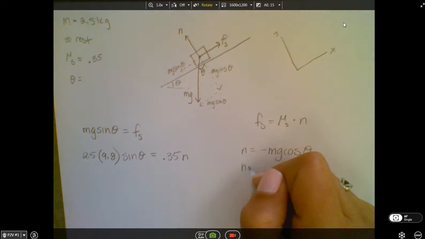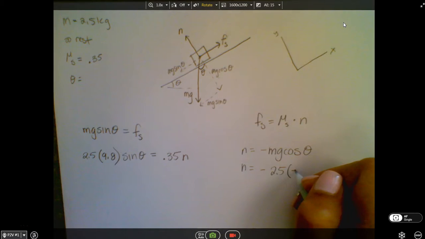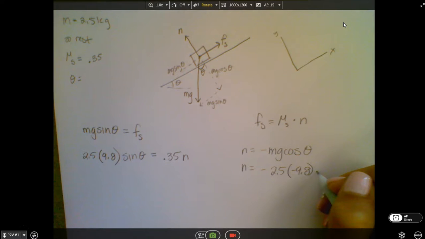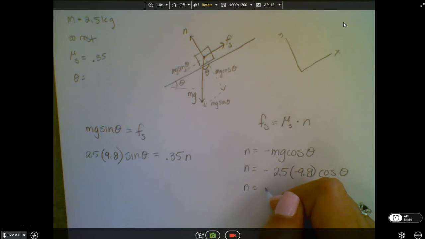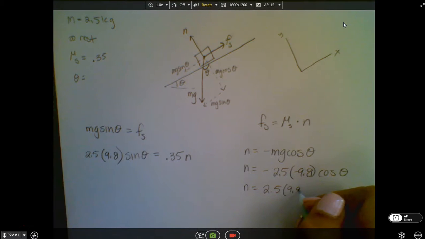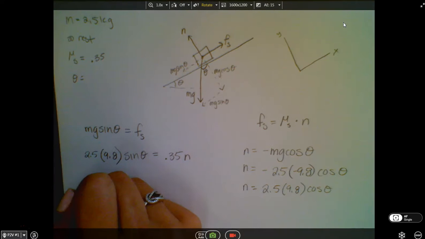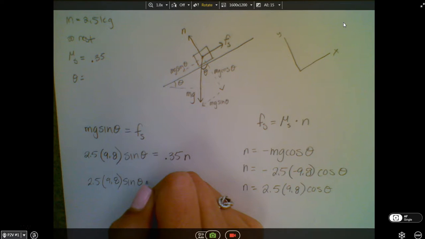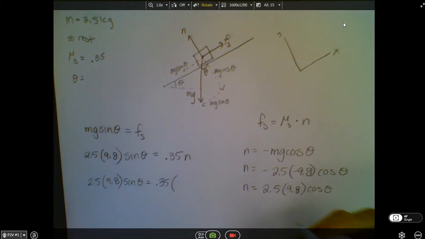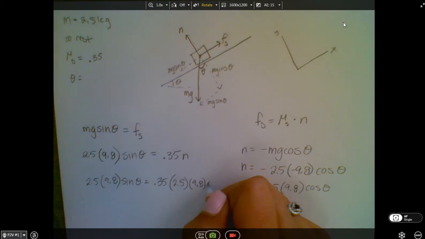So n is going to have to be negative, let's see, 2.5 times negative 9.8 cos theta. So if we get rid of these negative signs, n is just the positive version of mg cosine theta. So now let's take that and plug it in. So we have 2.5 times 9.8 sine theta equals 0.35 times 2.5 times 9.8 cosine theta.